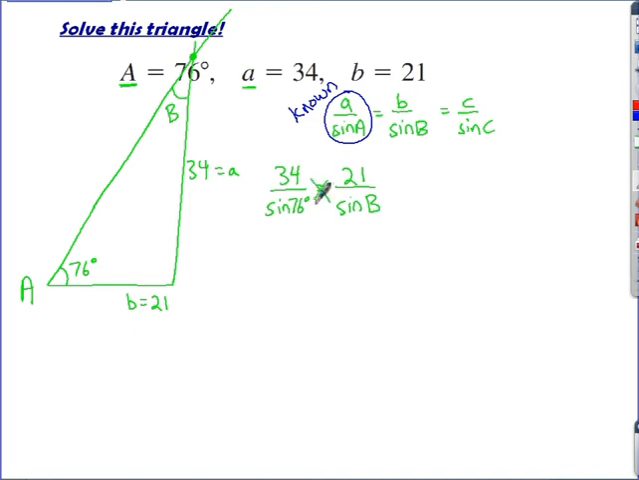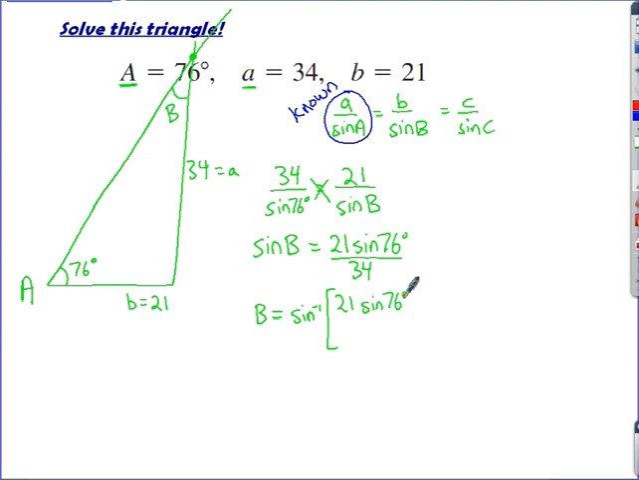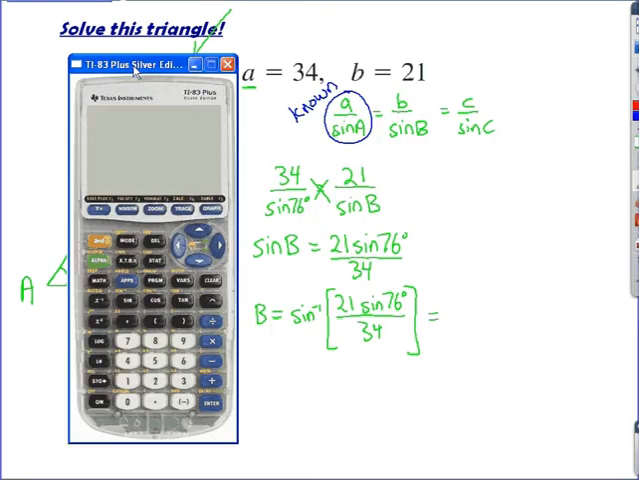So let's cross multiply and find out what B is. So we can go sine B equals 21 sine 76 degrees divided by 34. Okay, if you need to think about that one, please pause the video and absorb that step. And then the last step actually is just to go inverse sine. So B equals inverse sine of this whole thing, 21 sine 76 degrees over 34. Okay, so what is it? Let's find out.